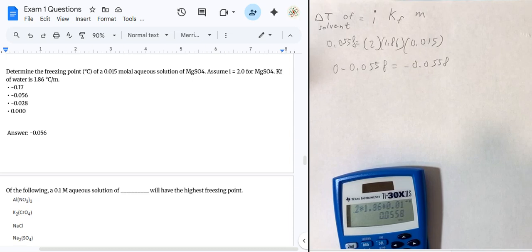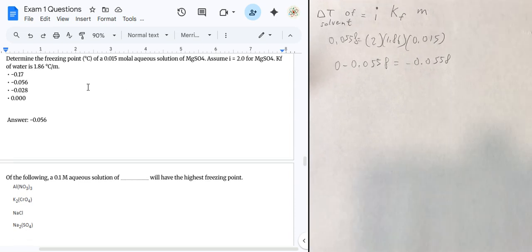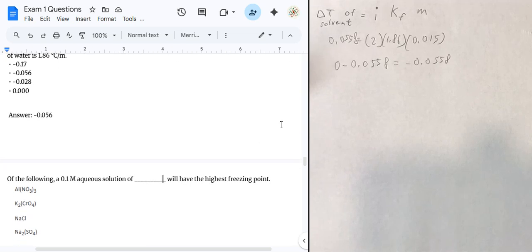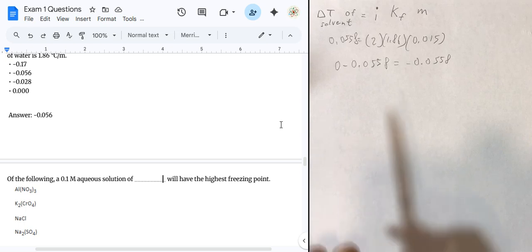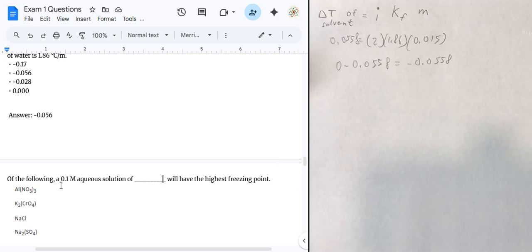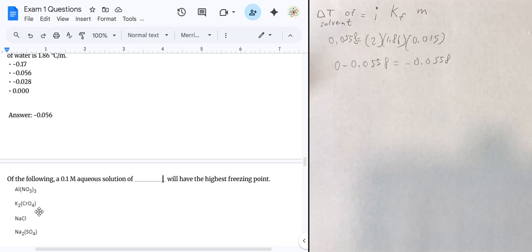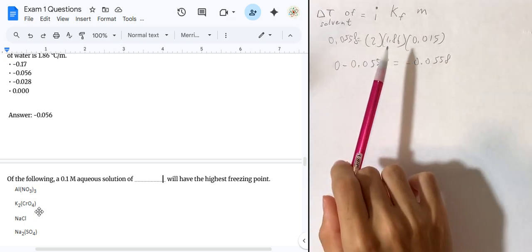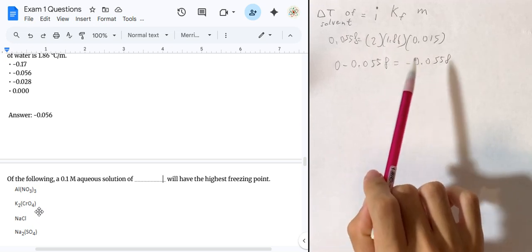Next question. Out of these four, a 0.1 aqueous solution of which one will have the highest freezing point? We should first see what the change in T of solvent is for each of these substances. We know change in T of solvent is equal to i times Kf times m.